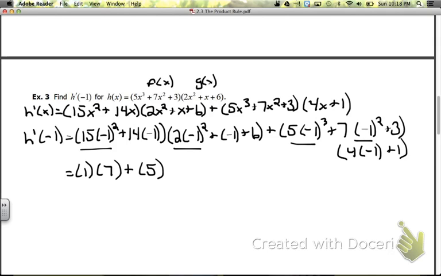And then 4 times -1 plus 1, we have -3. So we have 7 minus 15, which gives us -8. So h prime at -1 is equal to -8. So really what that's stating is the slope at -1 is -8.